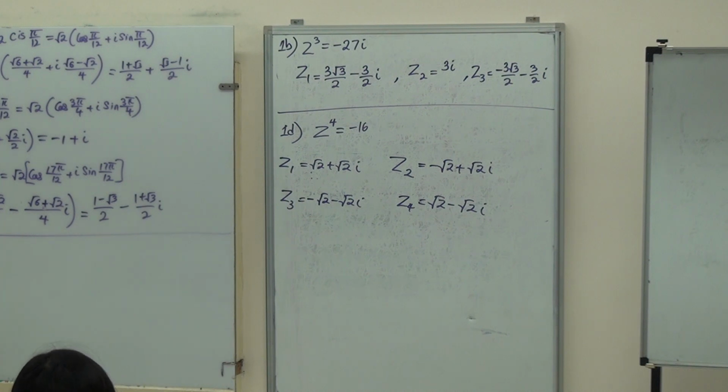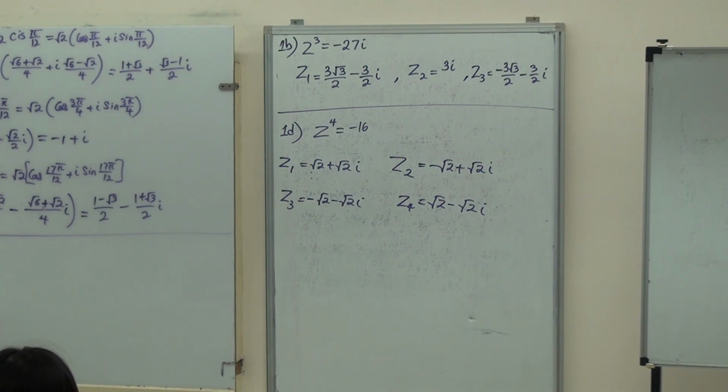So what did we get? Z1. Quickly, please. Root 3 minus i. Root 3 minus i. Yes. Z2, 2i. Then Z3, negative root 3 minus i. Okay? That's 1A.